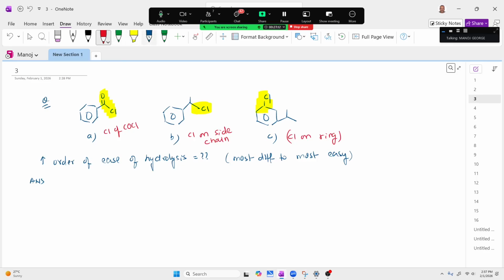So increasing order of ease of hydrolysis, the most difficult will be C, correct? And then it should be B and then it should be A. Tell me if you understood this. Give me yes or no. CBA, very good. Most difficult, most easy. Do you think the explanation will be exactly the same as mentioned in the previous page? No problem at all? Agreed? Yes? Okay. So that's the end of this particular lesson.